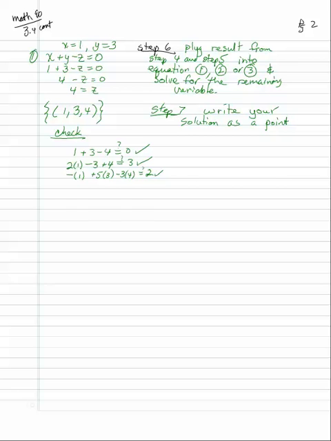Let's do another example. Okay, so again, label the equations 1, 2, 3. So this is number 14 from the book. My first step is get rid of a variable. So let's get rid of y. I'm going to eliminate y. So let's take equation 1, equation 2, just add them together.